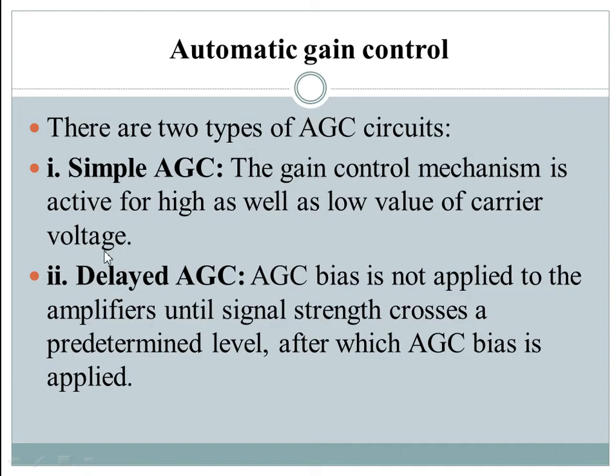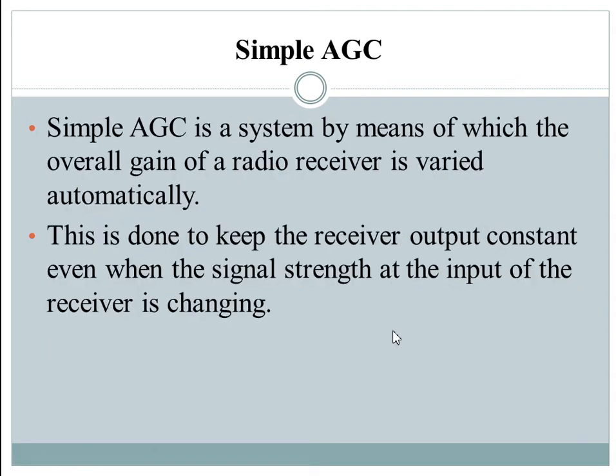But coming to delayed AGC, this operation is performed only whenever the signal crosses a predetermined level. Then only the automatic gain operation will be performed. Otherwise, there is no decrease or increase in the gain. This is the difference between simple AGC and delayed AGC. In the next slides, we will briefly discuss the meaning of simple AGC, the circuit diagram, and the advantages, disadvantages and uses of both simple AGC as well as delayed AGC.